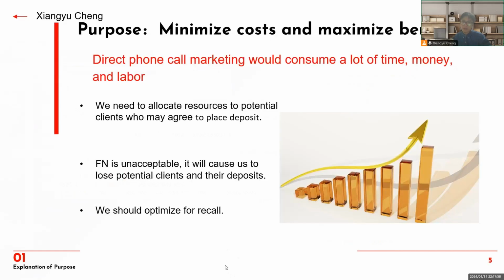And based on the purpose of our bank, which is to minimize costs and maximize benefits, we should know that marketing methods will consume our resources. So we should allocate resources to our potential clients. That means we should use our model to figure out who our potential clients are. FN results, which are false negative results, are unacceptable. So we should optimize for recall to avoid this situation.